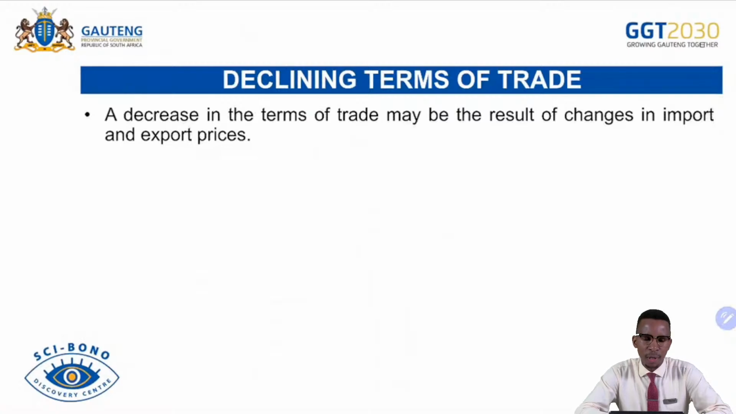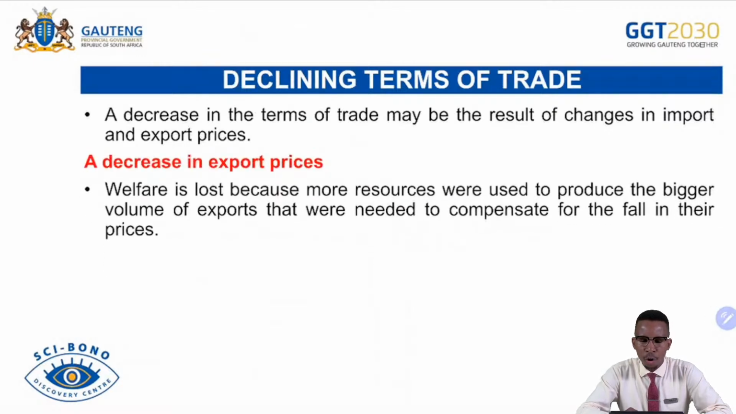Declining terms of trade. A decrease in terms of trade may be the result of changes in import and export prices. A decrease in export prices. Welfare is lost because more resources were used to produce the bigger volume of exports that were needed to compensate for the fall in their prices. If ever export prices are decreasing, that will make our exports cheap abroad, which will lead to less foreign earnings as payment for exports. That will be decreasing our terms of trade. It's not a good thing.